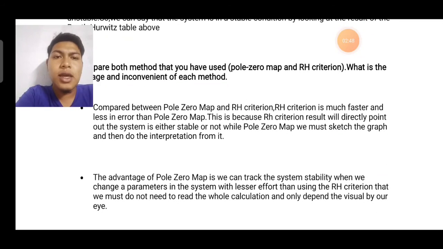The next point is the advantage of the pole zero map: we can track the system stability when we change parameters in the system with less effort than using the RH criterion, because we do not need to go through the whole calculation and only depend on the visual by our eyes. So I think that's all from me. Thank you.